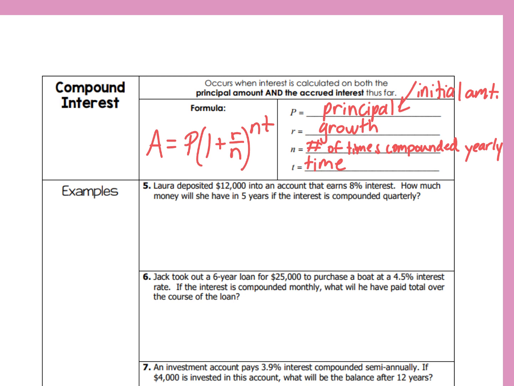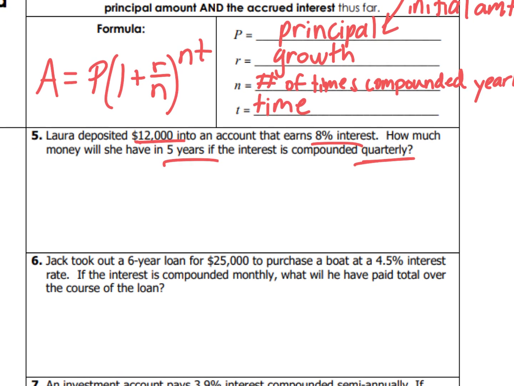So, number 5. Laura deposited $12,000 into an account that earns 8% interest. How much money will she have in 5 years if the interest is compounded quarterly? So again, I underlined all the things that I think are going to make a difference in this problem. Things I will need, okay? So now we just go ahead and we start plugging in what we know. We don't know what A is, but we know that she's got $12,000 deposited, so that's what I'm going to call the principal. That's her initial amount.